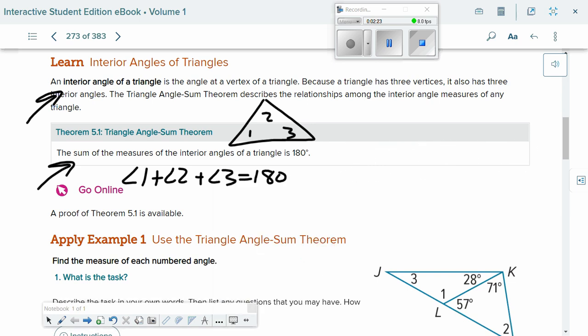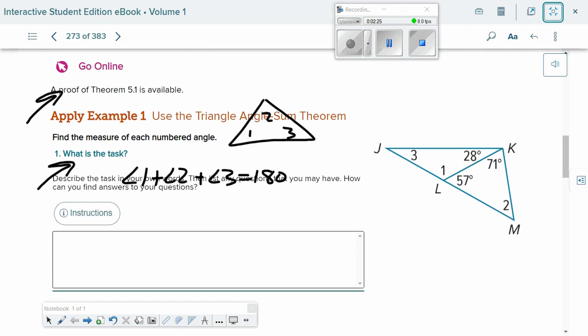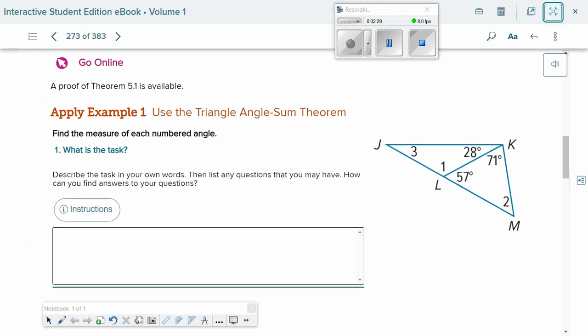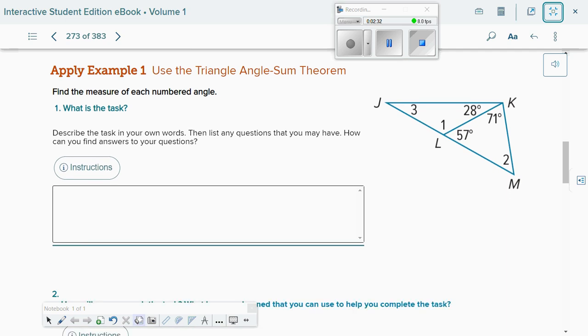All right. Taking a look at this triangle down here, I think we all can see that it's been divided into 2 triangles. That means each triangle in itself is going to equal 180 degrees. So strategy-wise, I just have to see what they gave me.